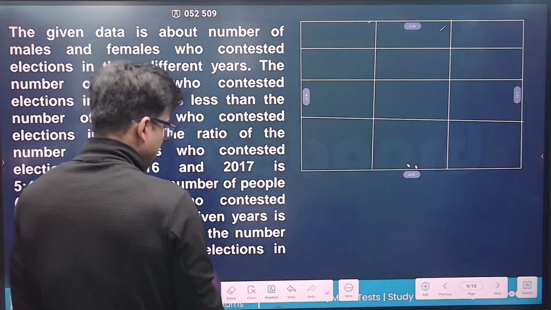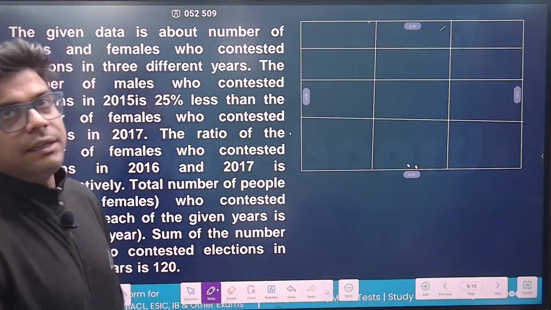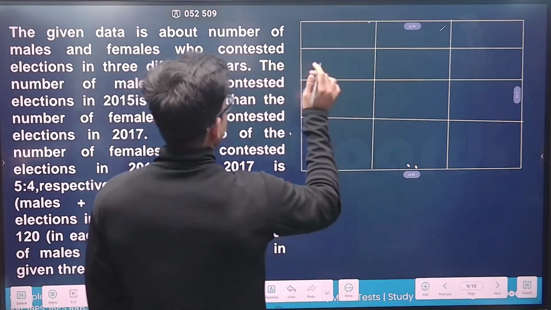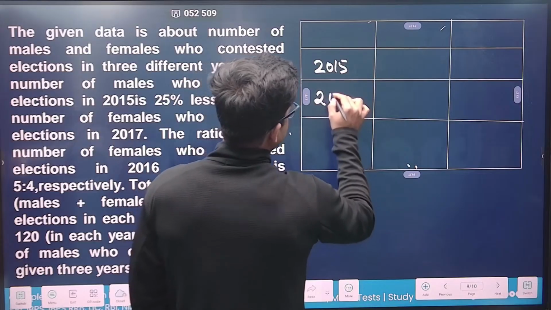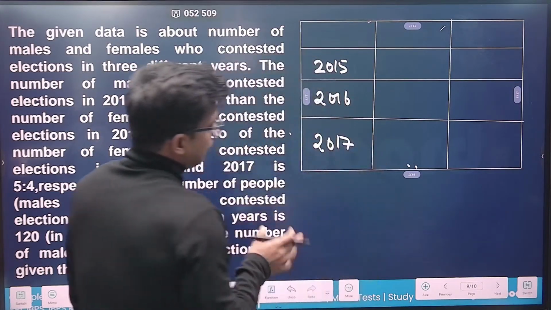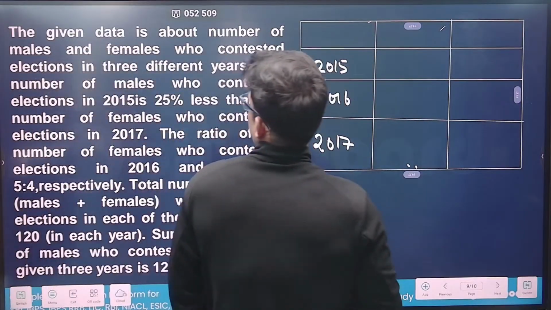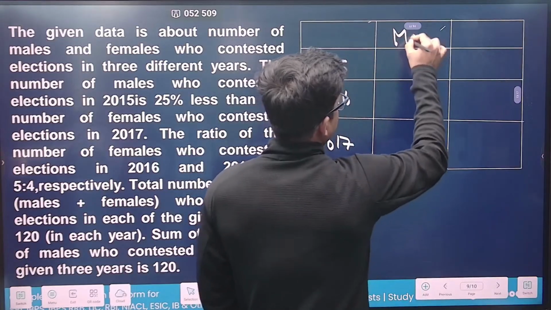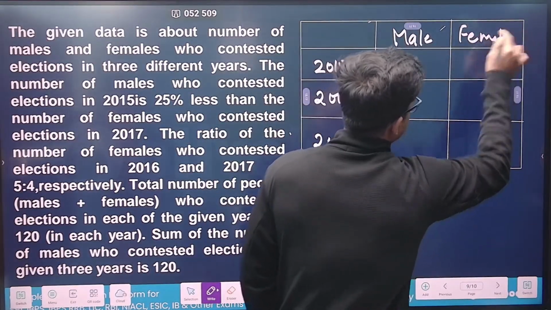Let's come now to our main portion. So here we have 2015, then 2016, then 2017. Correct? 3 consecutive years are there, and then we'll go for male and female. So this is for male, and this is for female. Now this is the chart made.